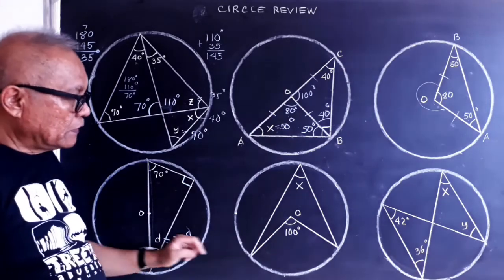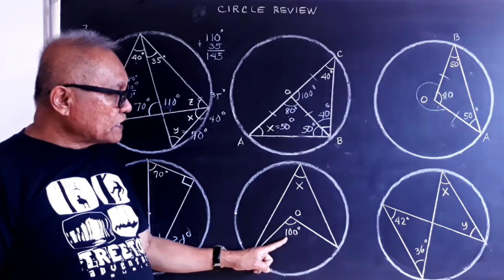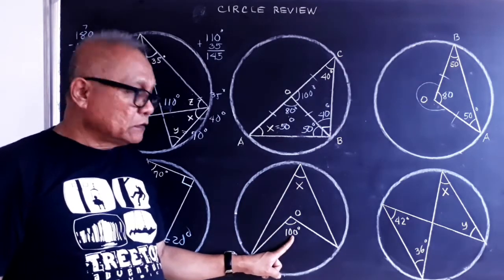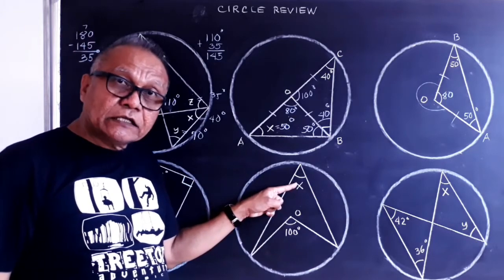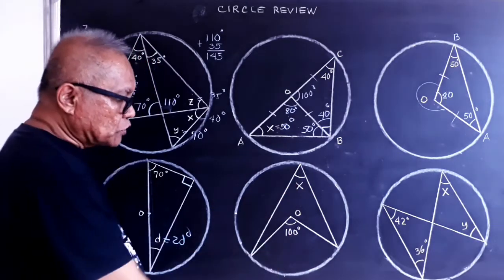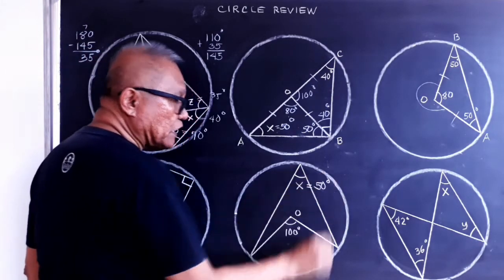Finish there. Now, we have a subtended angle, we have a central angle. What is the relationship of the subtended angle to the central angle? The subtended angle is 1/2 only of the central angle. So 1/2 of 100, so our x is 50 degrees.